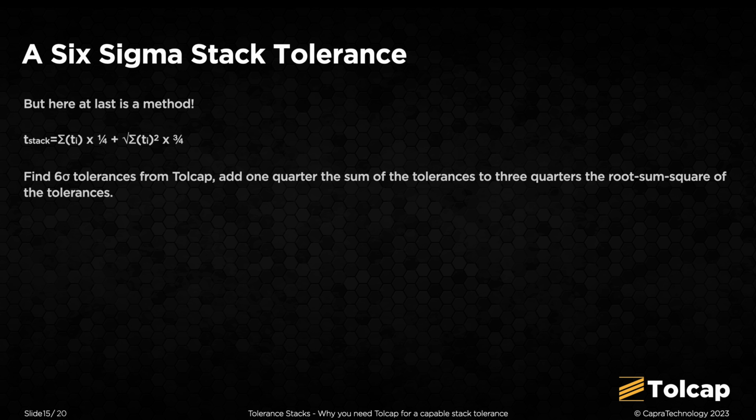So here is at last a method for finding a designed for Six Sigma stack tolerance. For each component, set the target CPK as 1.5 and thus find what we're calling 6 sigma tolerances from TOLCAP. Add 1/4 of the sum of the component tolerances to 3/4 of the root sum square of the tolerances.